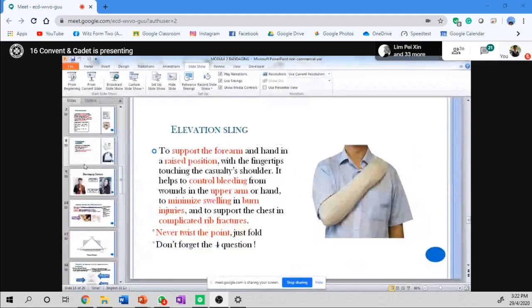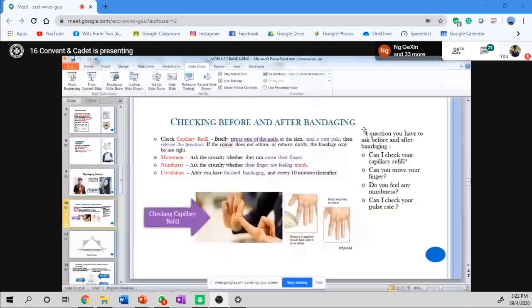Ta-da! Yeah, these are the 4 questions. Can I check capillary refill? Then can you move your finger, numbness, and also the pulse rate?